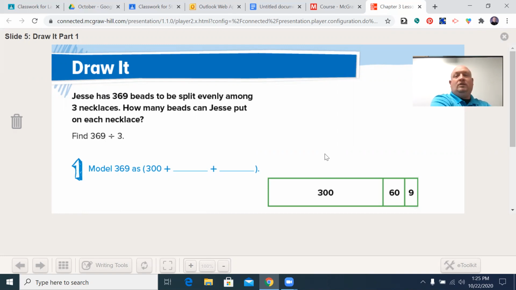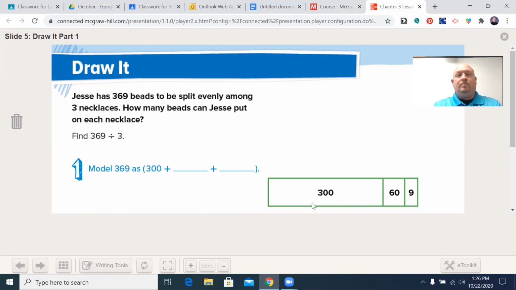All right, and we've talked about the distributive property. We did this in multiplication when we were going from area models on in. So this is a term that should not be foreign to you. So we're going to begin with the draw it. Jesse has 369 beads to be split evenly among 3 necklaces. How many beads can Jesse put in each necklace?